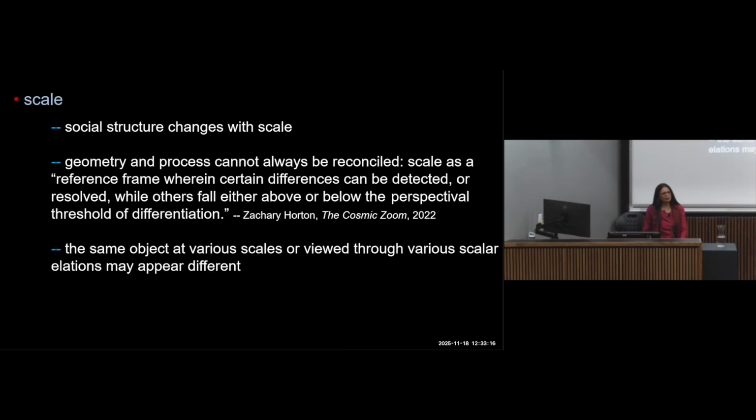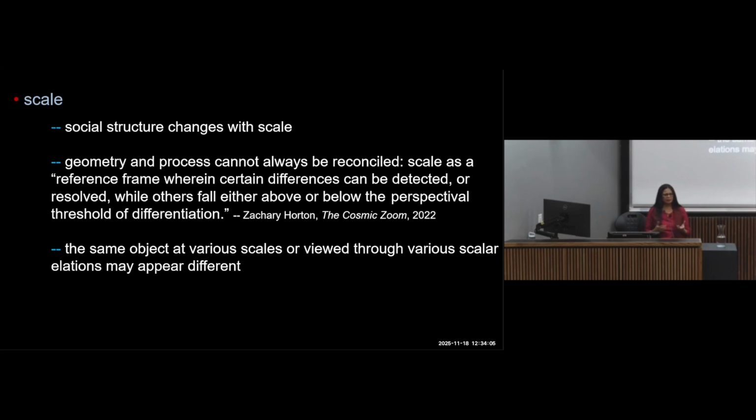Now, I lean on the work of two of my junior colleagues, one actually Zachary Horton, who went to UC Santa Barbara, and he wrote a beautiful book called The Cosmic Zoom. It's about scale. It's very architectural, actually, though he's not trained in architecture. And it will make a lot of sense if you think of it a little deeply, that scale is something that depends on which scale you can resolve some things at one scale that you cannot resolve in other scales. It's very simple. It's not complicated. But I'm going to read this out. Scale is a reference frame wherein certain differences can be detected or resolved, while others fall either above or below the perspectival threshold of differentiation.